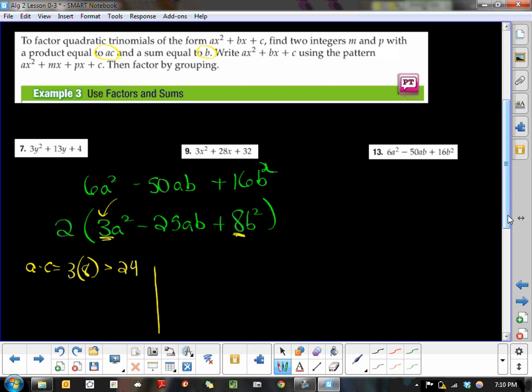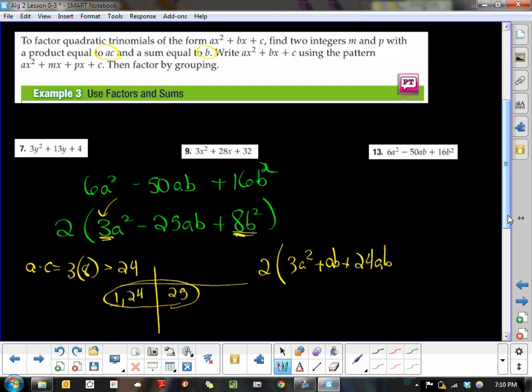Then I want to look at all the factors of 24. So I can go 1 and 24, and the sum of the factors is 25. So now I know my factors are 1 and 24. I leave the 2 sitting out front, leave that alone, so it's a separate monomial factorization. Then I want my 3a squared, then a plus ab, then plus 24ab, and then plus 8b squared. So these have to be ab and 24ab, and plus 8b squared.